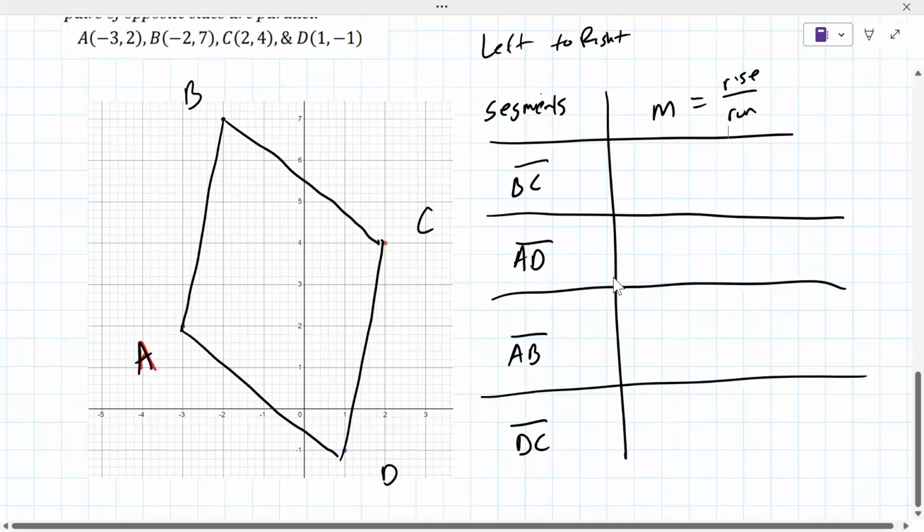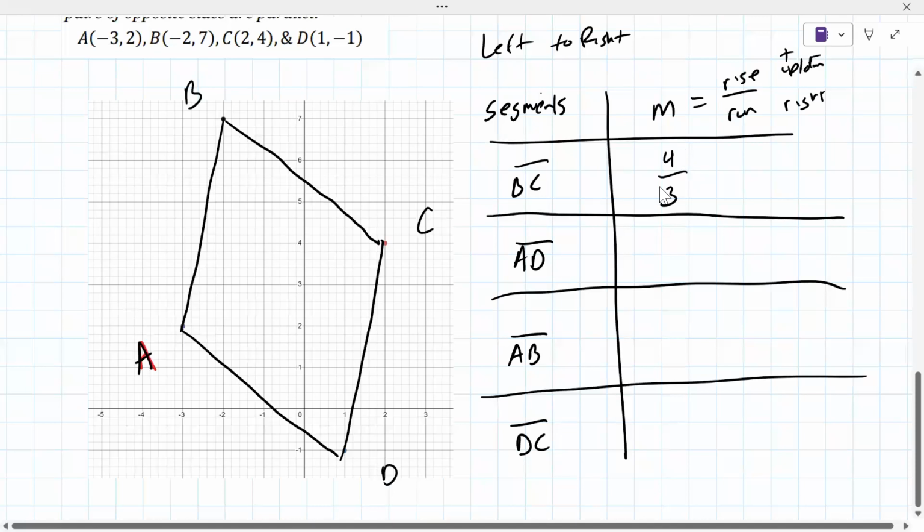Okay, so for B to C, I got 4 and 3. But it's going down, so 3 and 4. No. Rise over run. Rise 4 and run... no, the run is always to the right. The rise is either up or down. Up is positive, down is negative. Otherwise, you have to use the slope formula, which is kind of unnecessary here. Right is always positive.